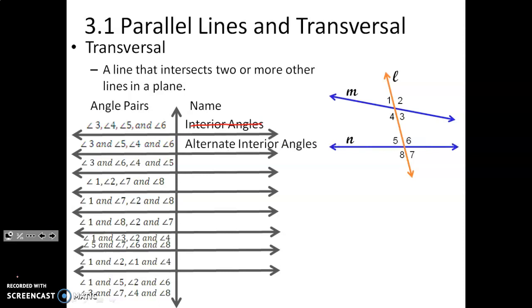So this is more of what we're going to be labeling the pairs as, being more precise than just saying interior angles. We want alternate interior angles, or if they're on the same side, we're going to call them consecutive interior angles, as 4 and 5 and 3 and 6 are.